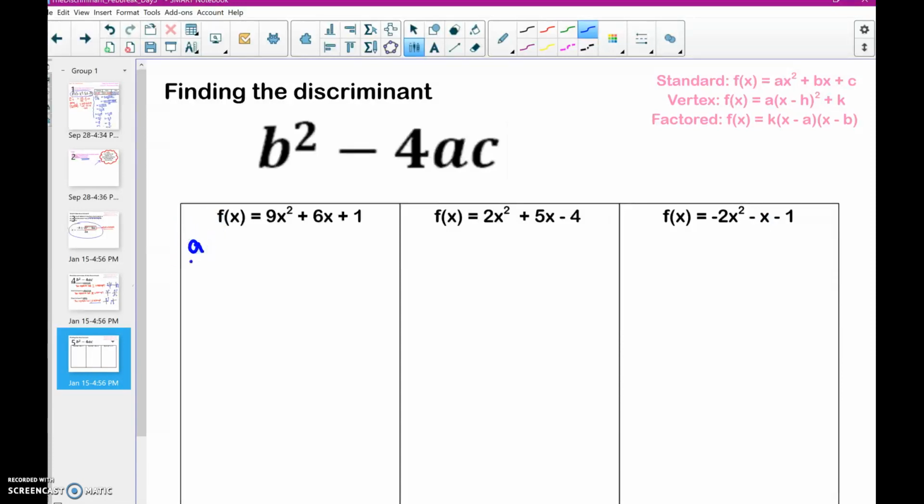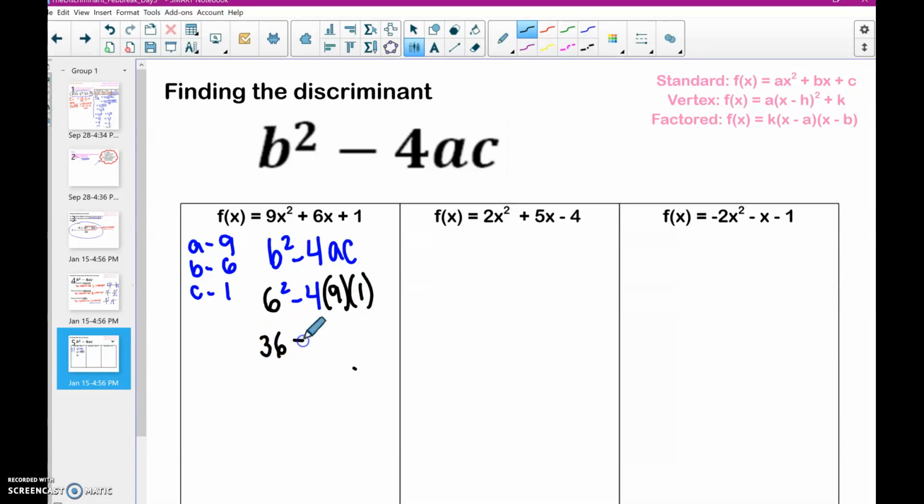So let's look at the first one. To do the discriminant, let's identify our A, B, and C values. In this first one, our A value is 9, our B value is 6, and our C value is 1. So let's plug it into our equation, b squared minus 4ac. Our b value is 6, so we have 6 squared minus 4 times our a value of 9 and our c value of 1.